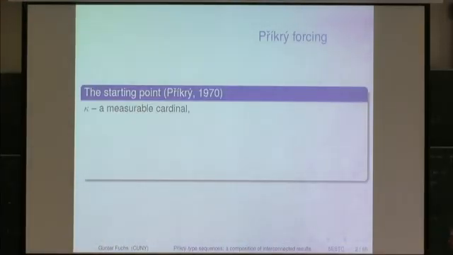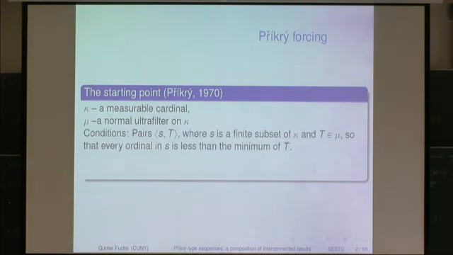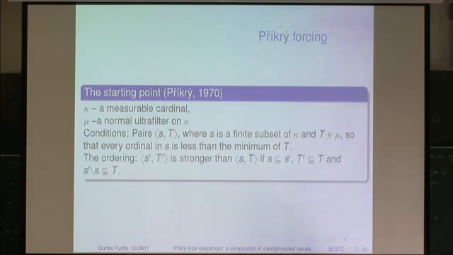So I think we all know this forcing, but just to recap. Kappa is a measurable cardinal, and we fix a normal ultrafilter on kappa, call it mu. The conditions in Prikry forcing are pairs where the first component is a finite subset of kappa, and the second component is a measure one set. The first part is called the stem, and the stem is below the rest of the condition, so S is contained in the minimum of T. And the ordering is that you can extend a condition by lengthening the stem and shrinking the second part of the condition, lengthening the stem by things that are in the measure one part of the weaker condition.